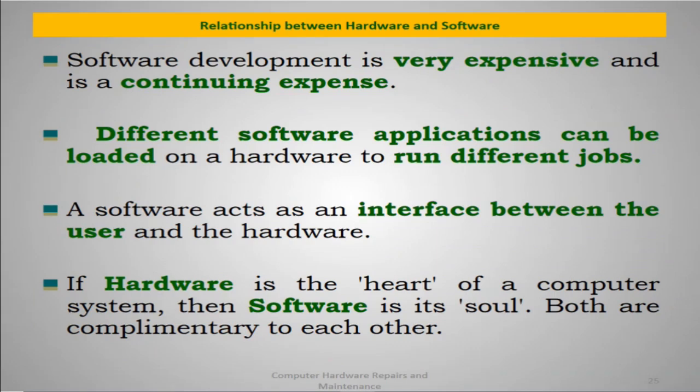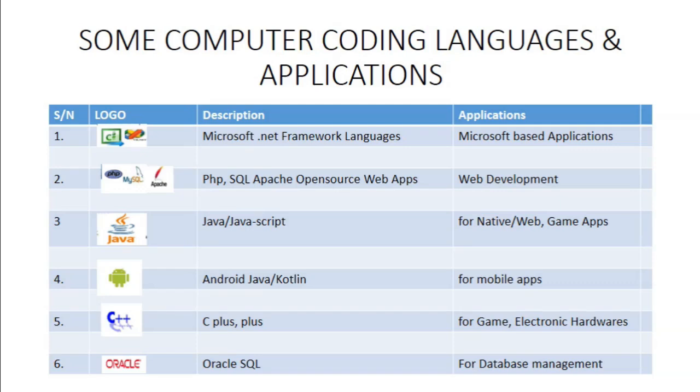Hardware is a one-time expense. Now, let's look at the relationship between hardware and software. Of course, we are still continuing with that. Software development is very expensive and is a continuing expense. Different software applications can be loaded on a hardware to run different jobs. Software acts as an interface between user and hardware. If hardware is the heart of the computer system, software is the soul of the computer.